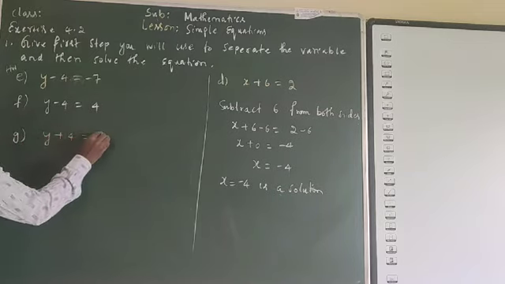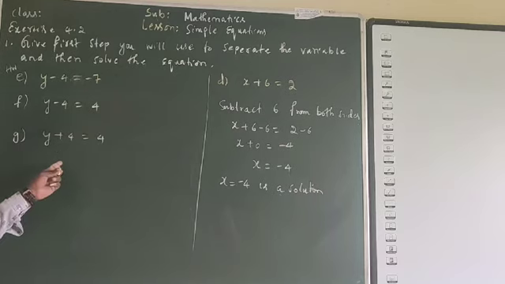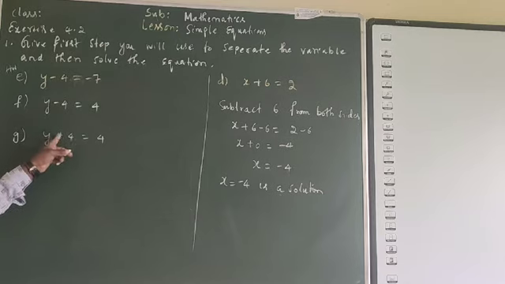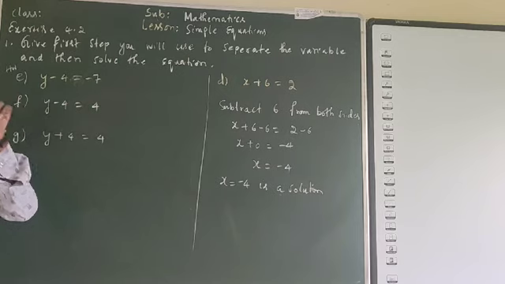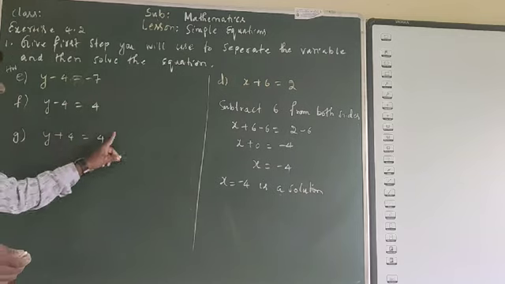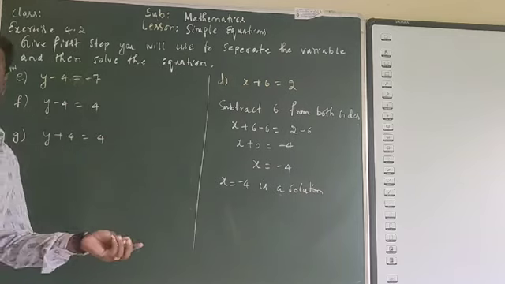y plus 4 is equal to 4. Here, you need to subtract 4, because here 4 is added with y. So to remove that, you need to subtract 4 from both sides. If you subtract 4 from 4, you get 0 on the other side.